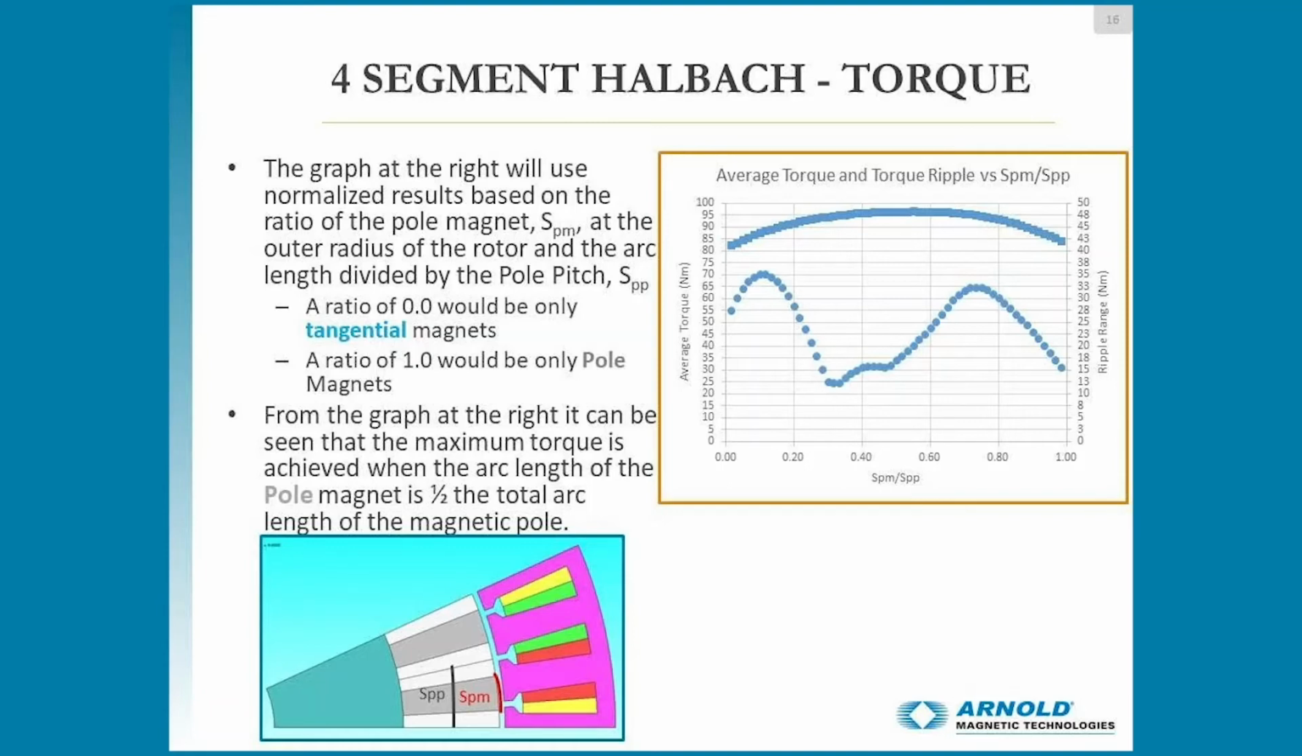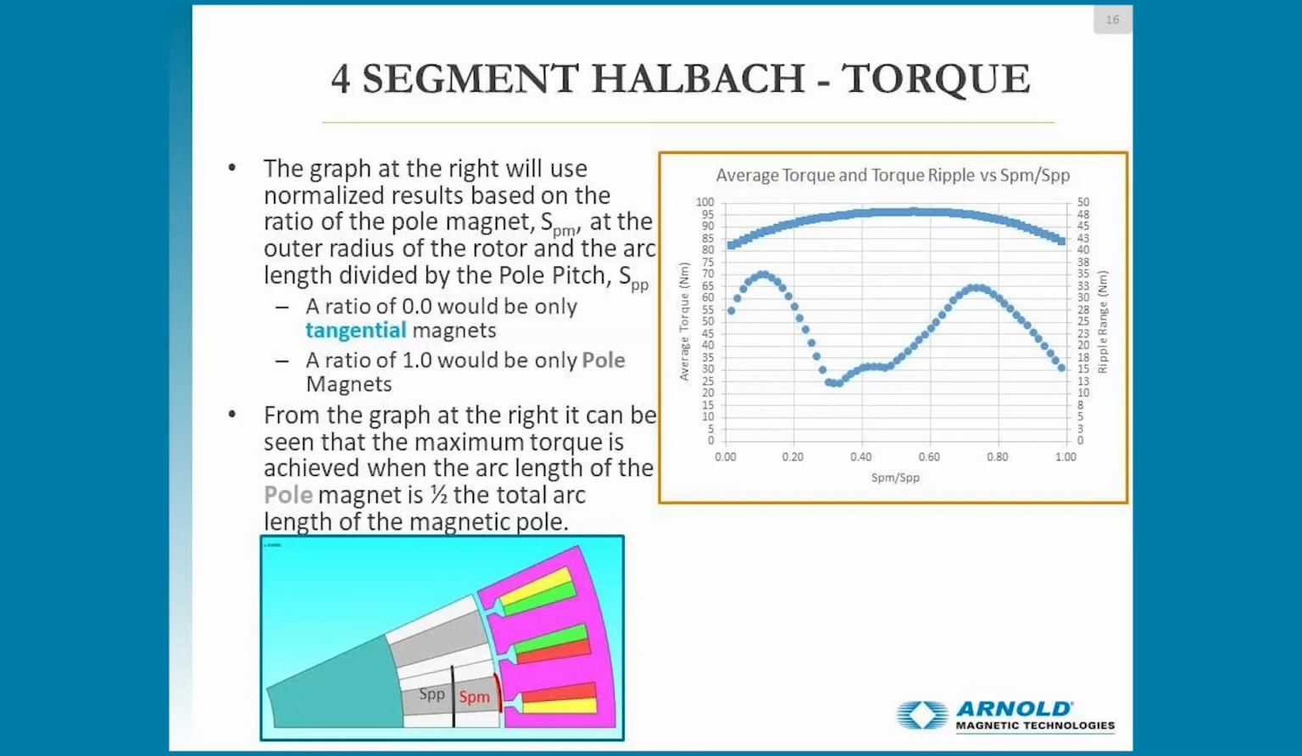So the graph at the right will use normalized results based on the ratio of the pole magnets. We call that SPM at the outer radius of the rotor and the arc length divided by the pole pitch. We call that SPP, just for clarification on those slides. A ratio of 0 would be only tangential magnets, and a ratio of 1 would be only pole magnets. Obviously, we don't want 0 or 1. We want to figure in the middle.